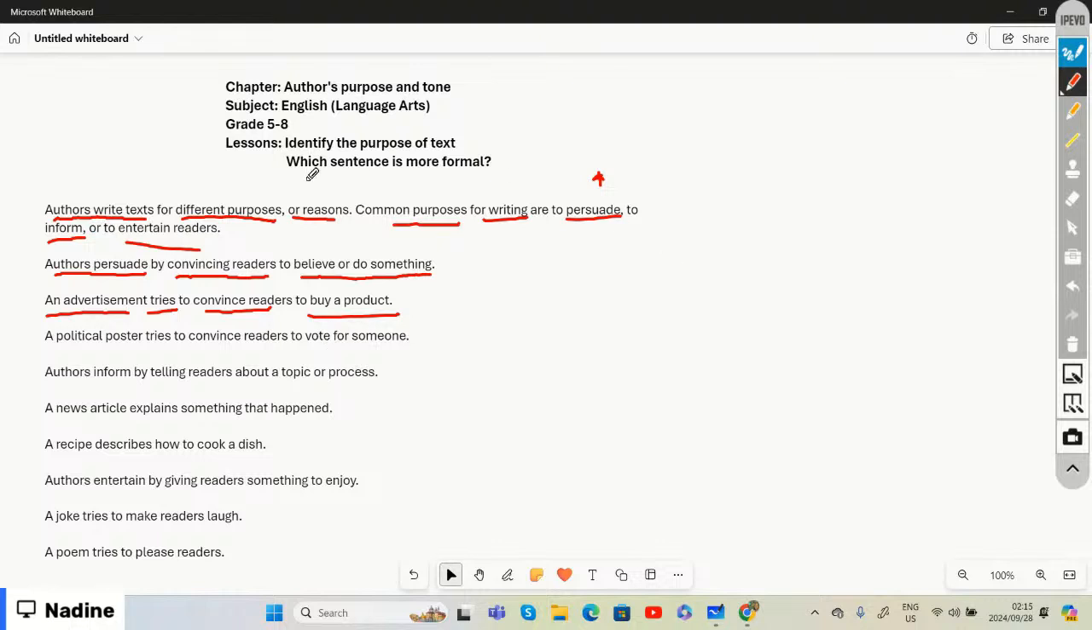Then we also have political posters, right? Political posters you'll usually find on the walls, or on light poles, usually when it's close to election time. And then all these politicians try to convince the readers or the voters to vote for someone. They tell you why they think their specific political party is way better, what they are going to be doing for the people, and why you should vote for that political party.